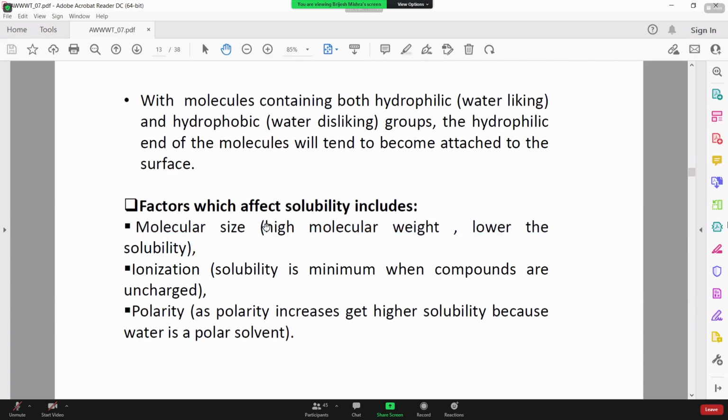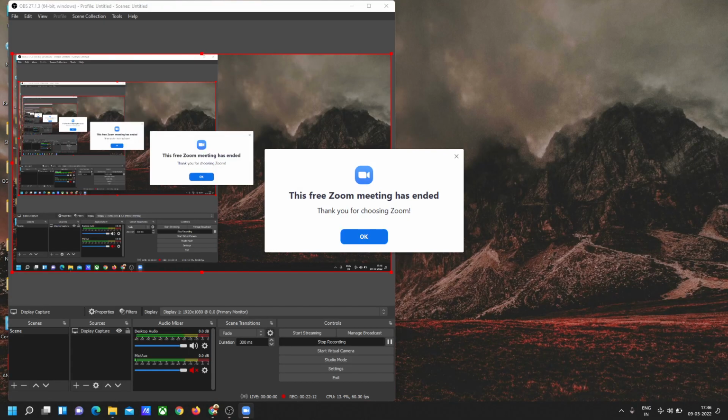High molecular weight means at the same time we can get a component which is a long chain compound or something like that. Then the ionization rate of the molecule.